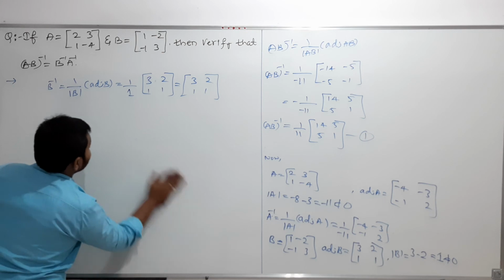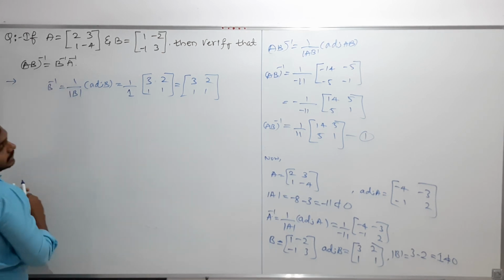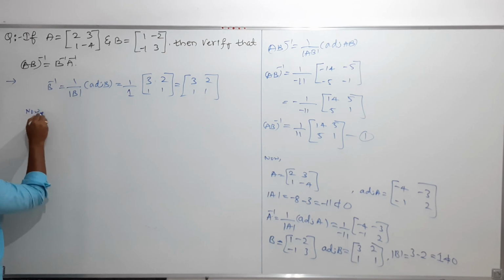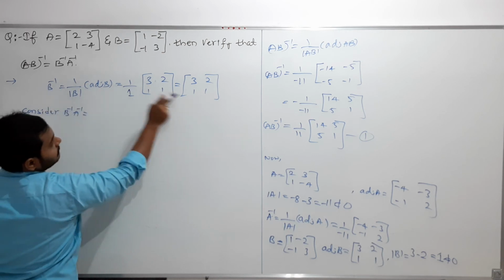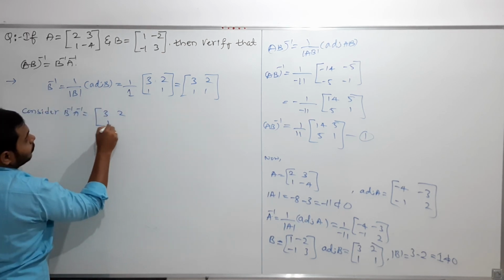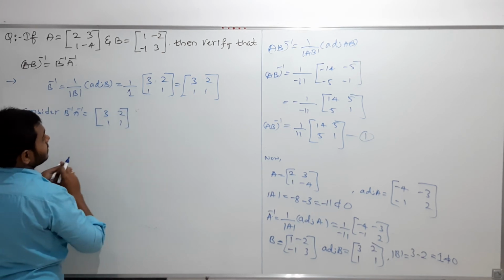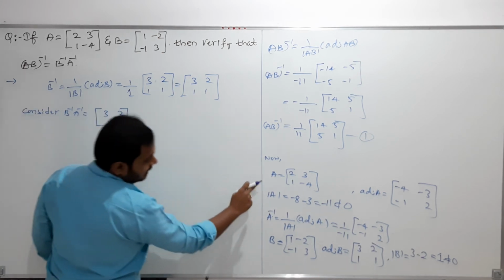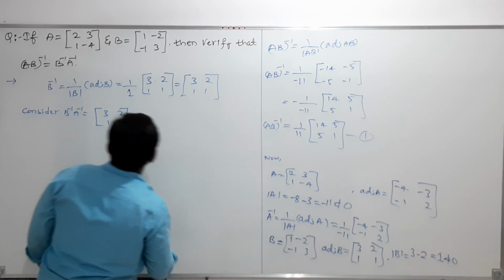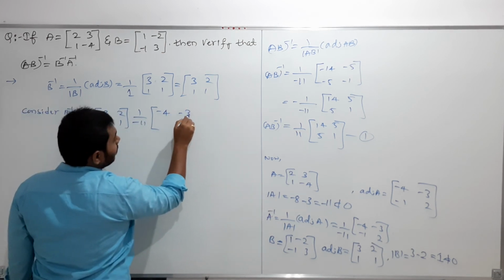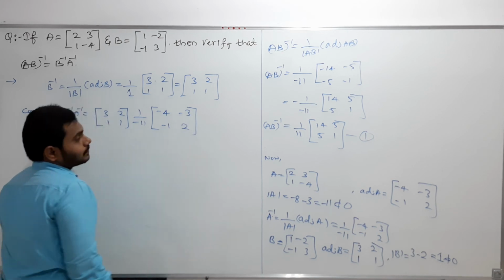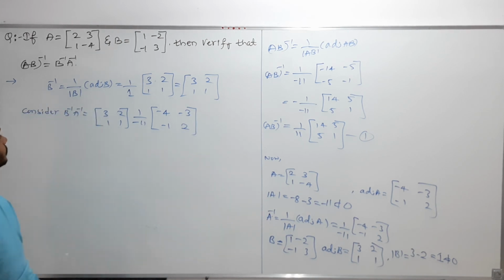Am I clear? So consider this B inverse into A inverse. What is the B inverse value? The B inverse value I calculated here is 3 2 1 1, into, and next, A inverse. A inverse I already calculated here. A inverse is equal to 1 divided by minus 11 into minus 4 minus 3 minus 1 2. Clear?